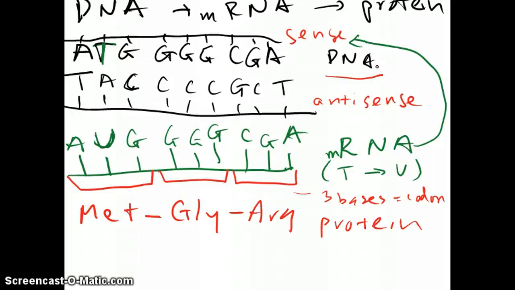Now let's see, if you were given a question where they give you the sense strand of DNA and ask for the protein, do you have to do all of this? No. If they give you the sense strand, the mRNA is essentially the same, so you can do a shortcut, skip all of this, and go straight to the protein. If they give you the antisense, then you have to translate that into mRNA and then into the protein.